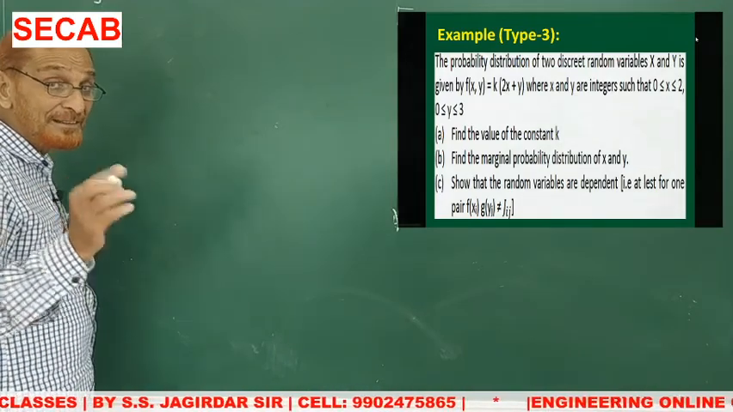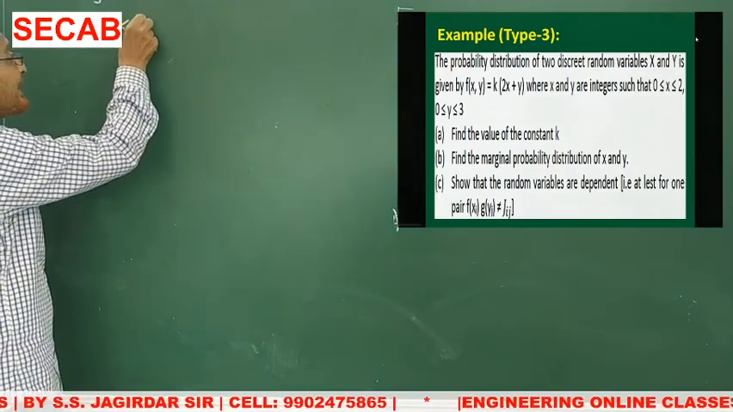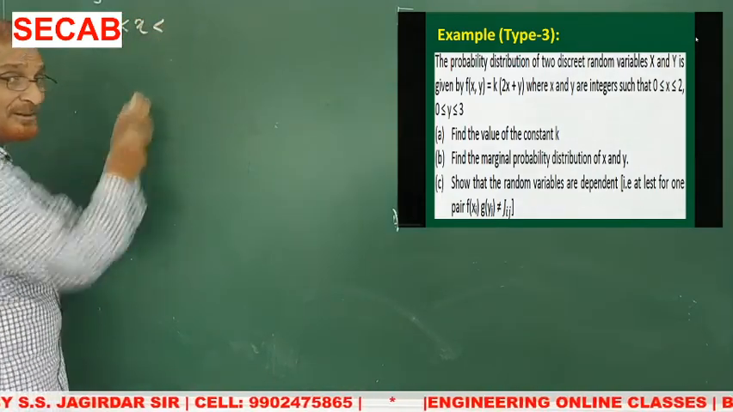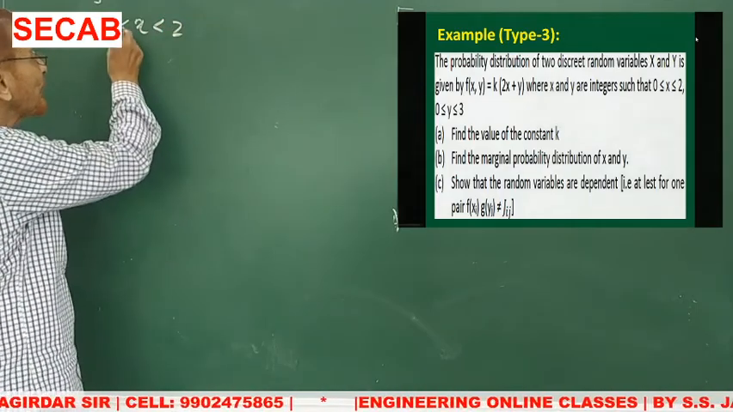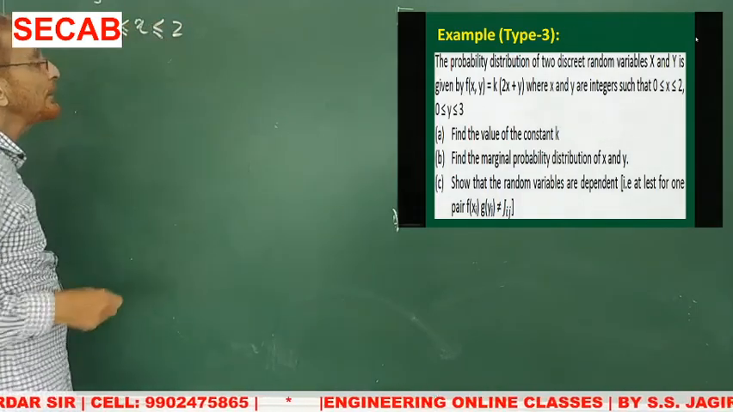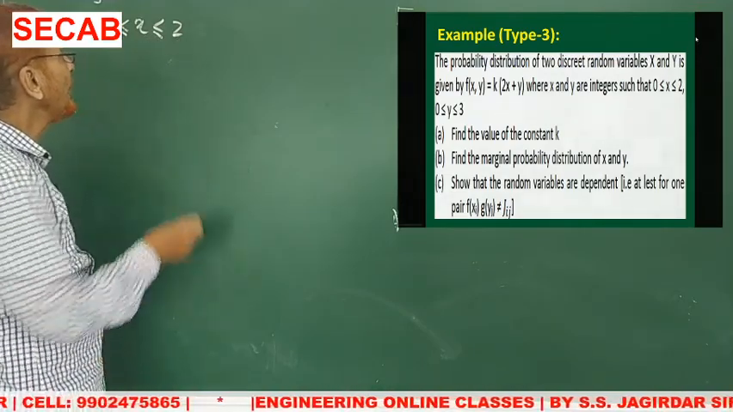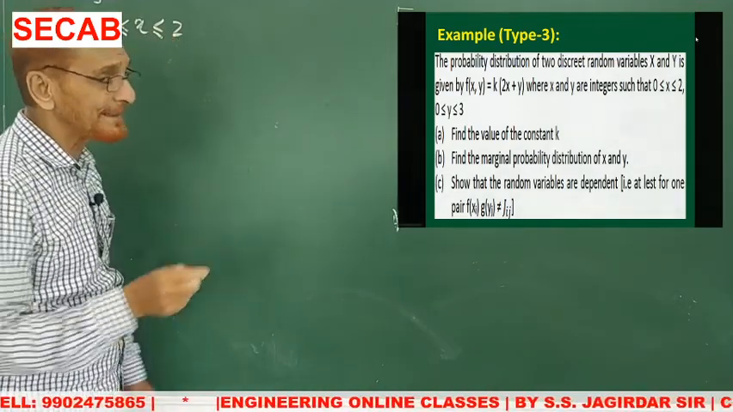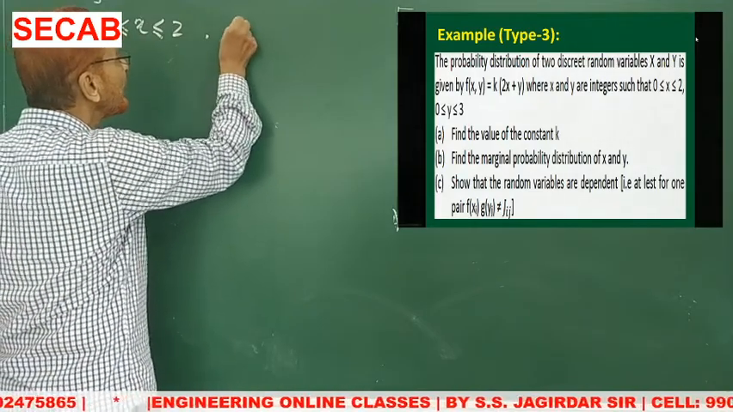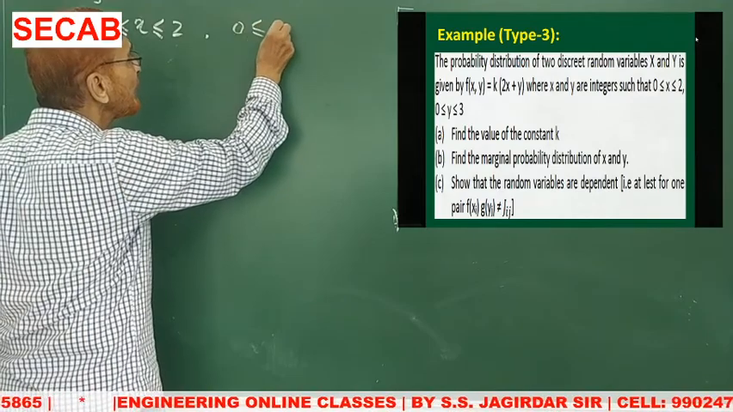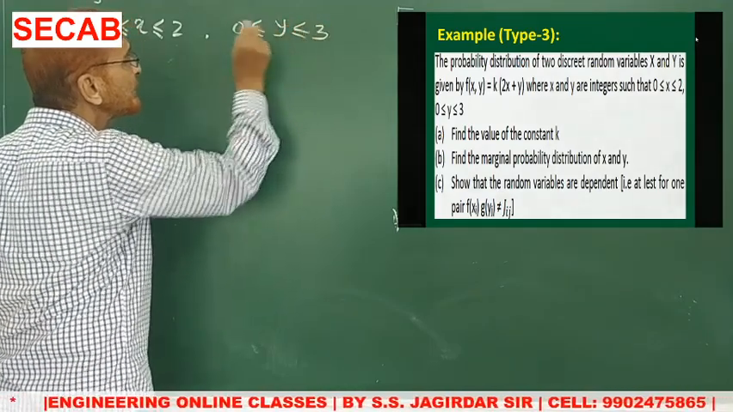Such that 0 is less than or equal to x, and x is less than or equal to 2. It means this is the interval of x that is given. And similarly for y, 0 is less than or equal to y and less than or equal to 3. So this is the interval for y.